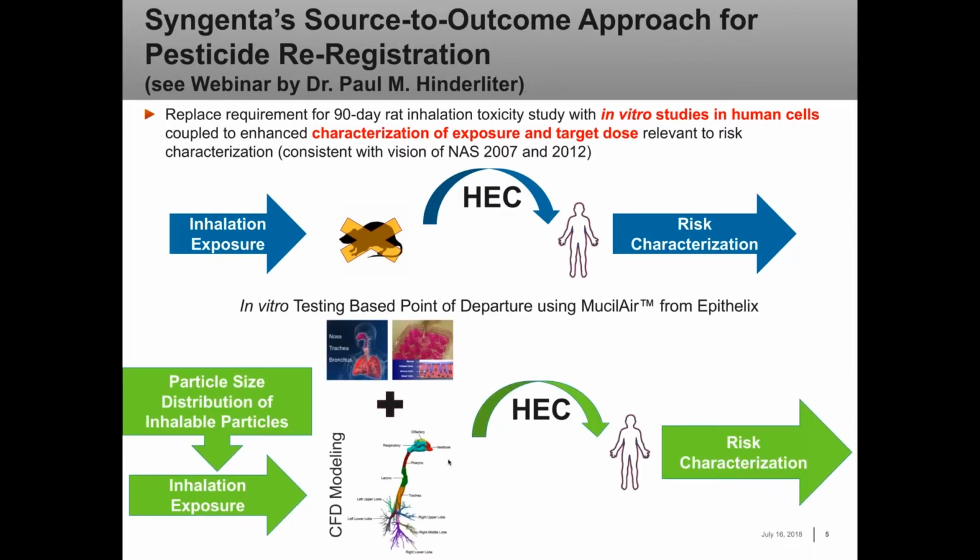So instead of conducting a 90-day study where the outcome was a foregone conclusion, Syngenta proposed and conducted a series of in vitro studies using MucilAir at an air-liquid interface to expose and develop dose-response relationships for a variety of endpoints for cytotoxicity. In addition to that, they focused on fully characterizing the particle size and distribution of inhalable particles under each type of human potential exposure scenario expected throughout the product chain of using the pesticide. This information is integrated with CFD-based modeling approaches that put the real-world exposure in comparison with the in vitro results to more effectively determine the ultimate human equivalent concentration and risk characterization.